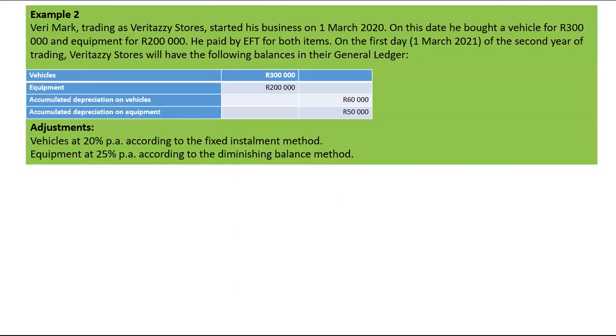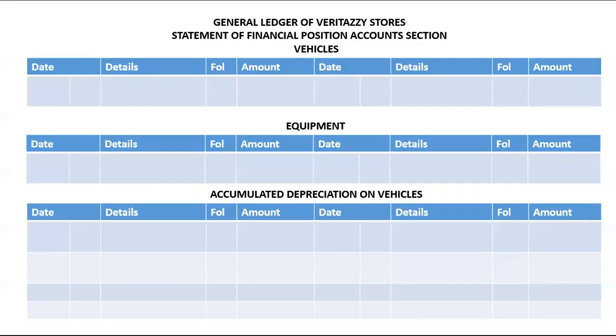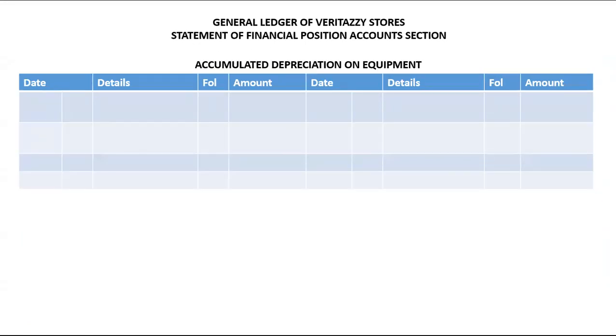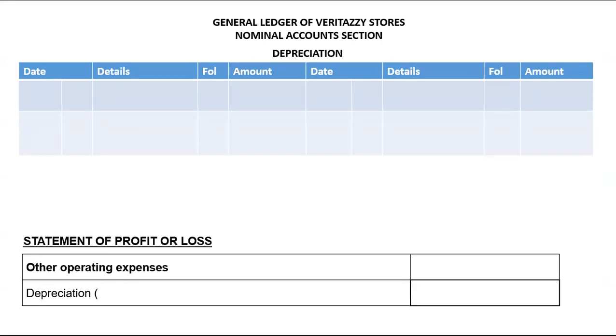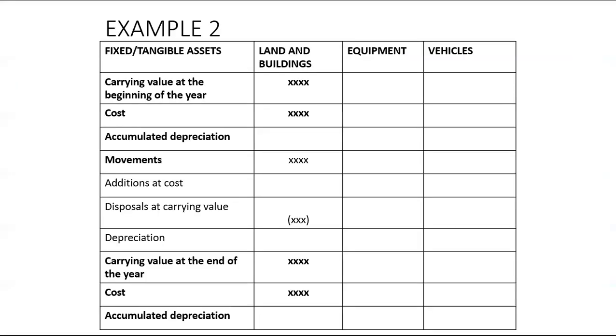Let me ask you to try this one out. Just try this one out. You prepare the general journal. Okay, we'll prepare the general journal. And then we will prepare these ledger accounts. Prepare the accounting equation, but I'm not too fussy about that. And just prepare this notebook here.